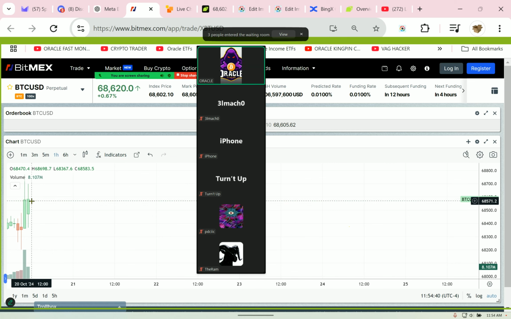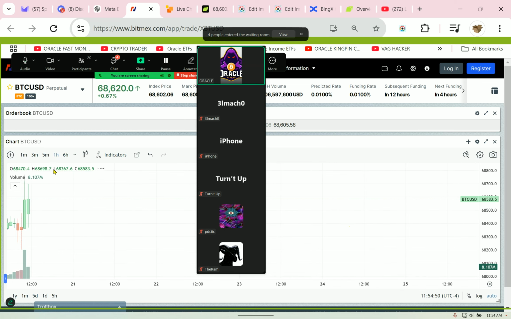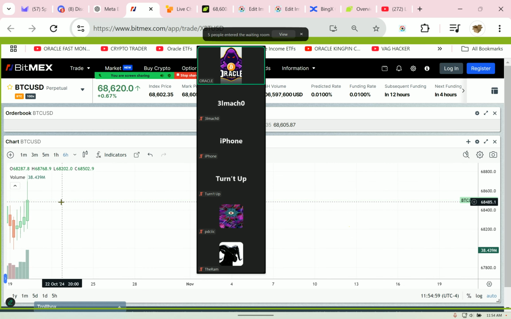It takes 4 red 1 hour candles, without anybody even knowing, to change the direction on the 6 hour. Remember, it takes 4 opposite colors here. 4 nice red bars will change the 6 hour to red and change direction.